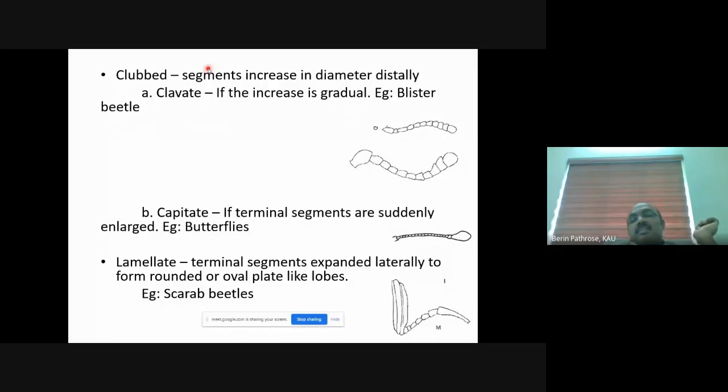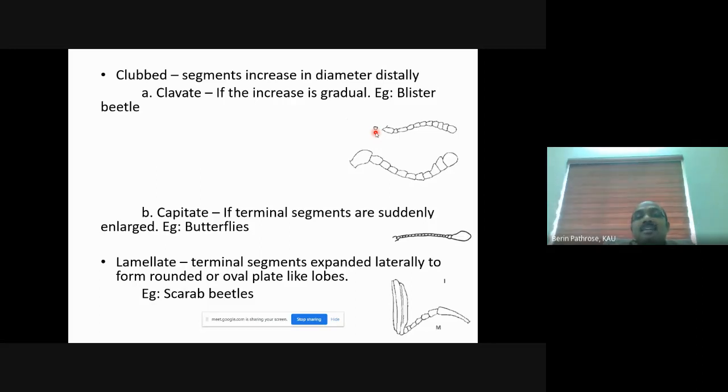Coming to the next kind of antenna, that is clubbed antenna. Clubbed antenna is classified into two. If you refer to the literature, sometimes you might see it as clavate antenna and capitate antenna. But for convenience, I have taken one reference wherein it has given a single classification. It is clubbed antenna, and it is further divided into two, clavate and capitate. Clubbed antenna is just opposite to setaceous antenna. Setaceous antenna, I told you, as we move from the base to the tip of the antenna, the size of the segments decreases.